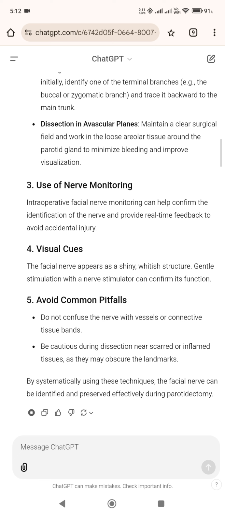5. Avoid common pitfalls. Do not confuse the nerve with vessels or connective tissue bands. Be cautious during dissection near scarred or inflamed tissues, as they may obscure the landmarks.